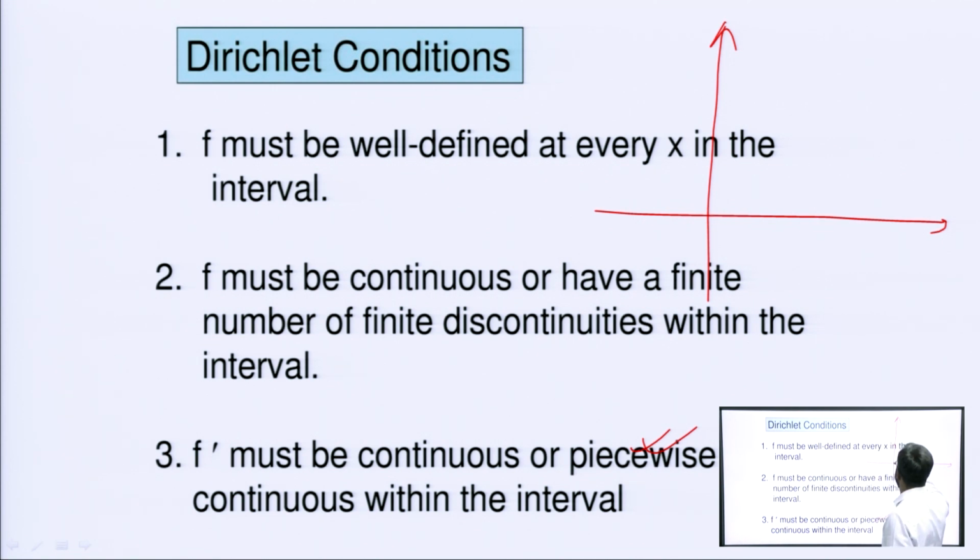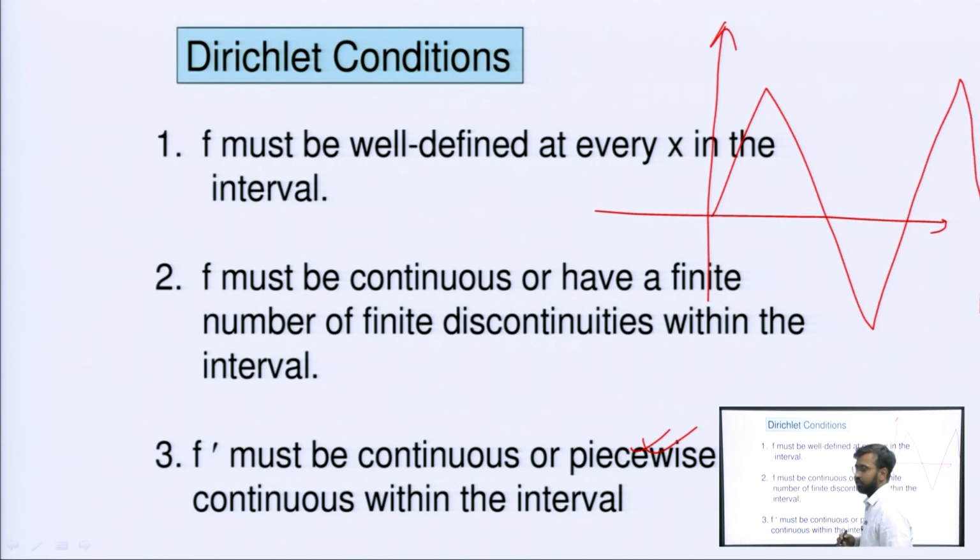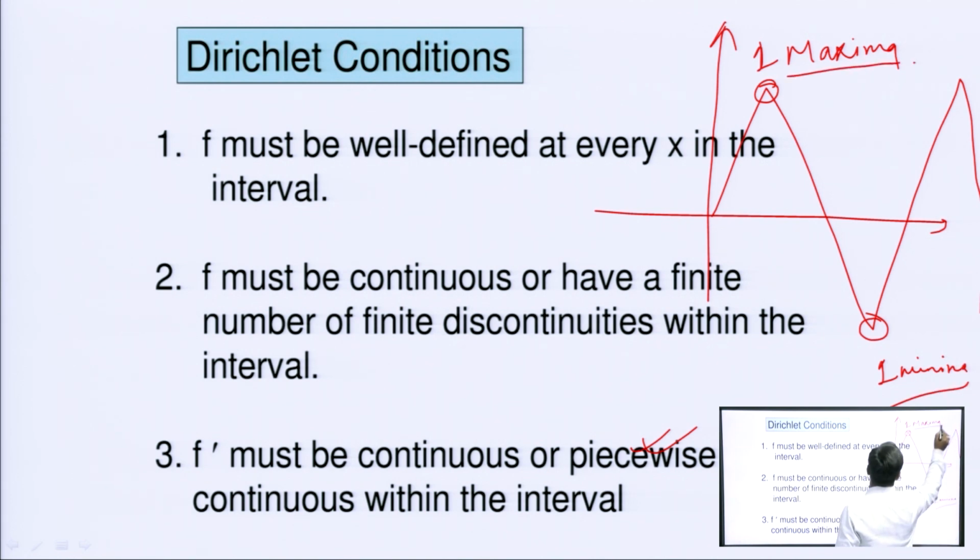For example, suppose I have drawn one triangular signal. This triangular signal has one maxima and one minima. So, it should have countable maxima and minima. Just like for discontinuities we have a condition that they should be finite, similarly, we must have a finite number of maxima or minima.